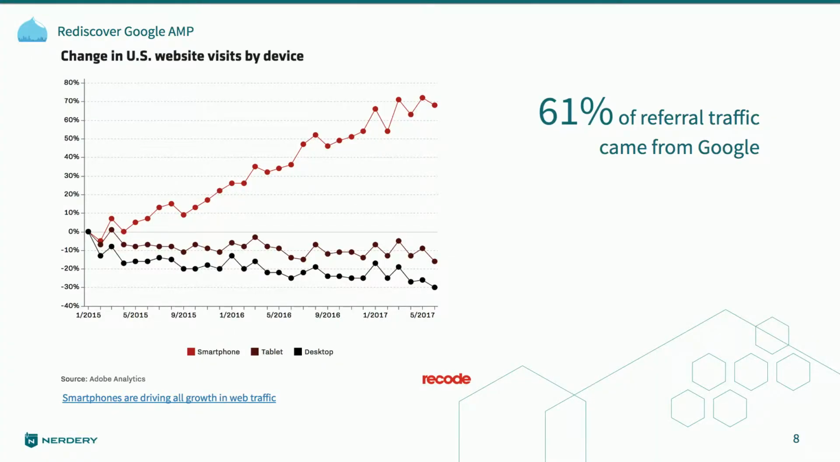Here we have another chart where it shows where traffic is coming from over the past 3 years, and you can see a lot of traffic is generated through Google. A lot of referral traffic coming from Google. It's a pretty big percentage.